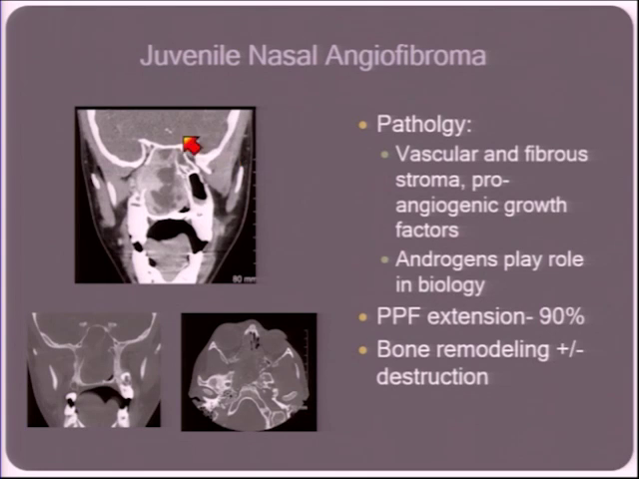The same patient, looking at the coronal image, you can get a coronal view of the pterygopalatine fossa with tumor pushing up towards but not into the inferior orbital fissure, and there's skull-base destruction centrally on the bone windows. At pathology, these tumors are very vascular and often treated with embolization preoperatively. And it's thought that androgens play a role in the biology, explaining why we see these lesions exclusively in males. There's pterygopalatine fossa extension in 90%, and you can have bone remodeling or destruction.